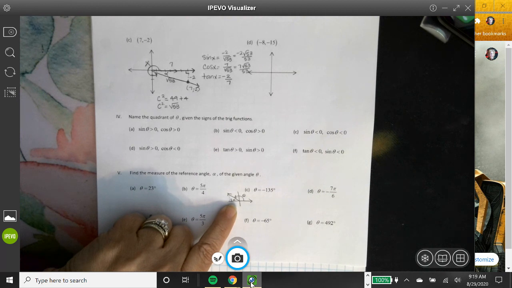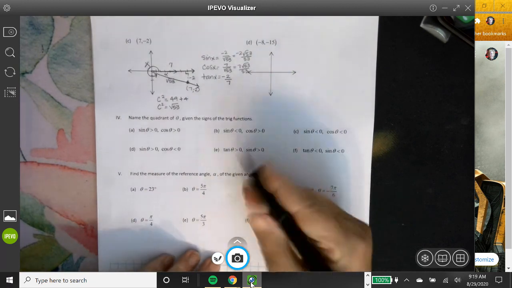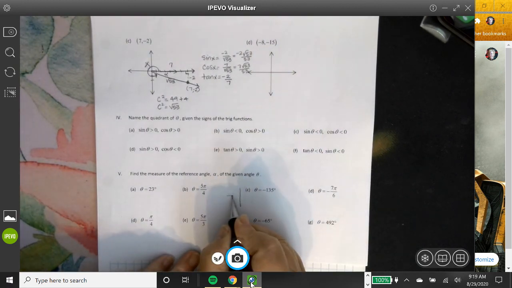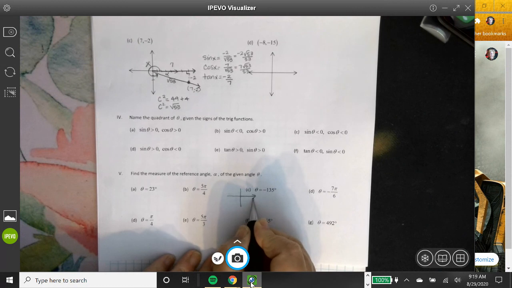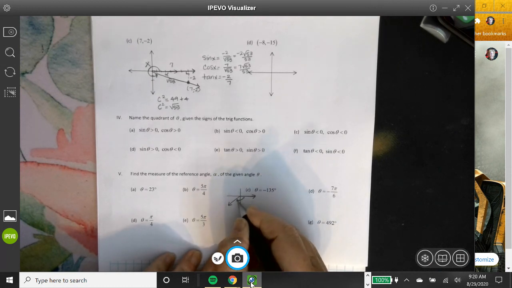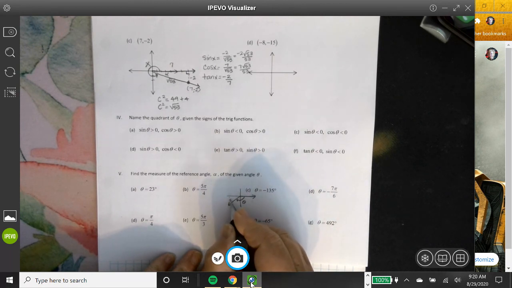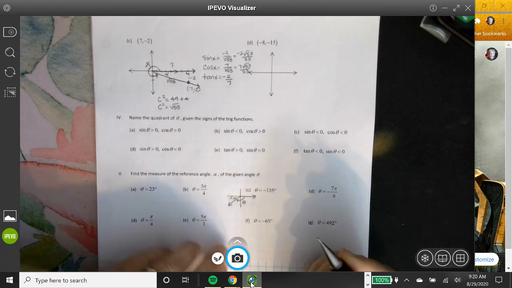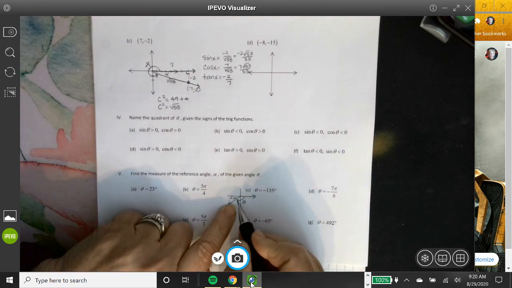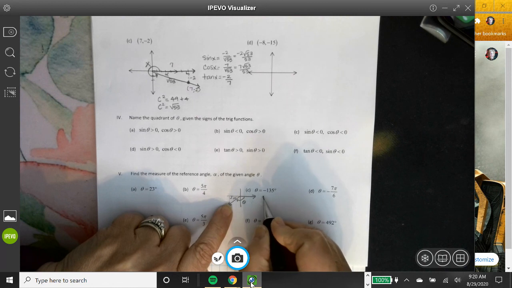So if theta's, oops, I went the wrong direction. Gotta fix that because I went negative. Can't go there. Okay, here we go. I just watched myself do it too. Try to be perfect every video. Never works out. Okay, here we go. So there's theta. I'm going to raise my perpendicular to the horizontal. And then this is alpha. So if theta is negative 135, alpha is the angle in my reference triangle between the terminal side and the horizontal. So alpha is equal to 45 degrees.